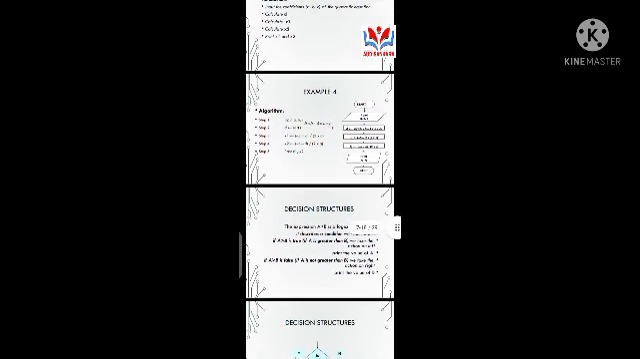Pseudocode. Input the coefficients a, b, c of the quadratic equation. Calculate d, calculate x1, calculate x2, print x1 and x2. Now let us see example 4.